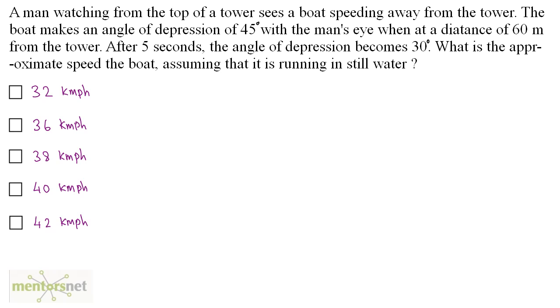A man watching from the top of a tower sees a boat speeding away from the tower. The boat makes an angle of depression of 45 degrees with the man's eye when at a distance of 60 meters from the tower. After 5 seconds, the angle of depression becomes 30 degrees. What is the approximate speed of the boat, assuming that it is running in still water?